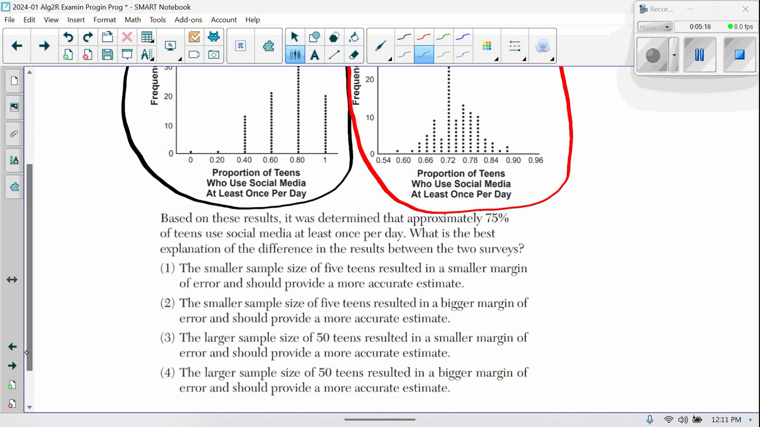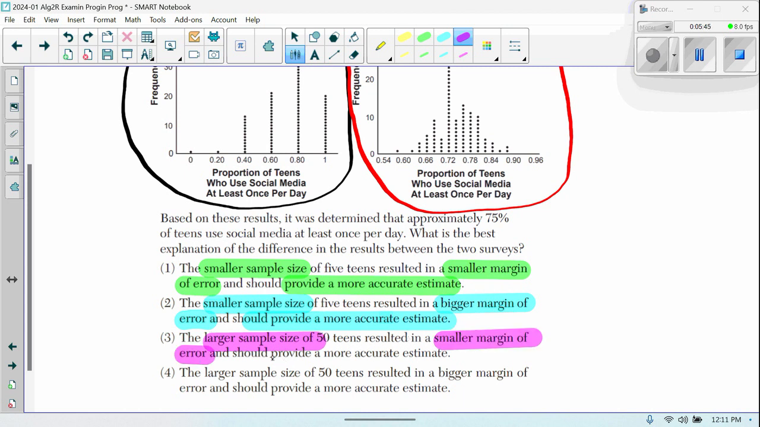Notice it mentions in each one of these responses smaller sample size, smaller margin of error, okay, smaller sample size, bigger margin of error, and then it says that should provide more accurate estimates. Should provide more accurate estimates. Then we got a larger sample size is a smaller margin of error, which should provide more accurate estimates.